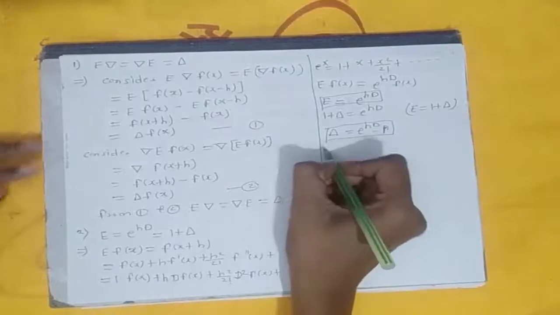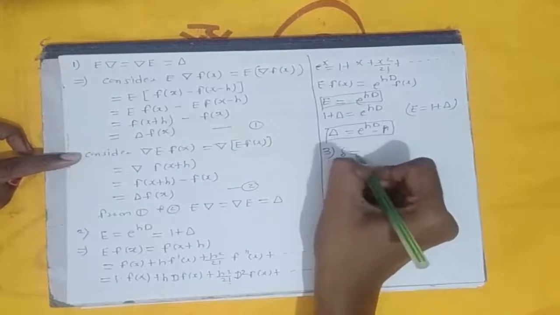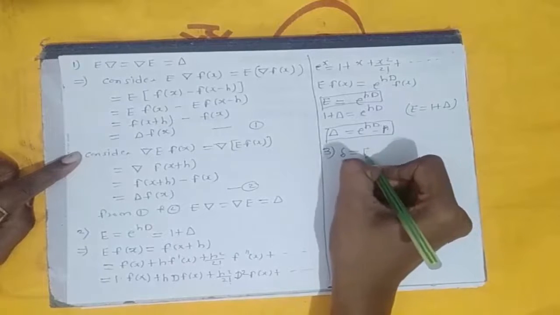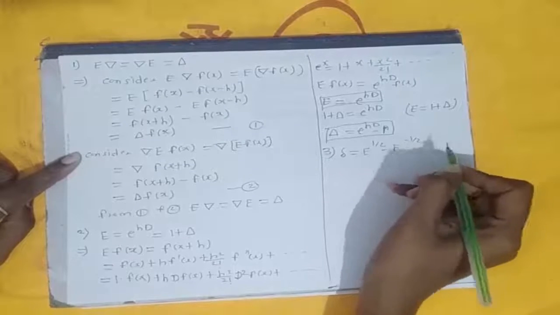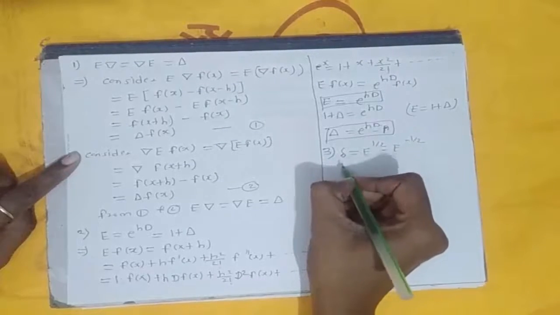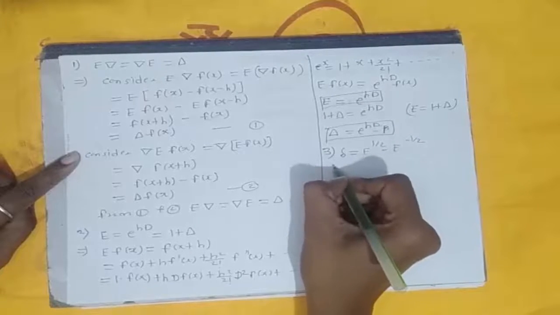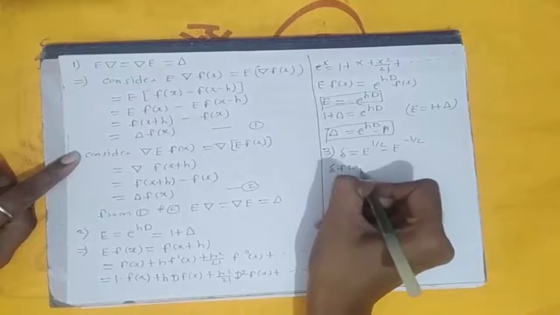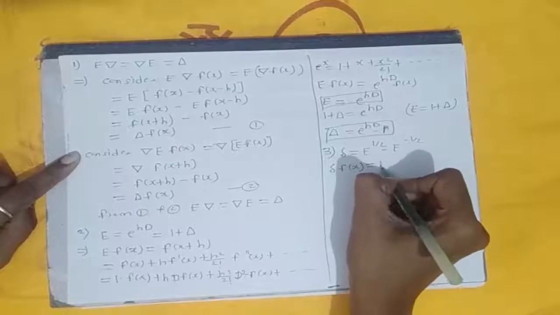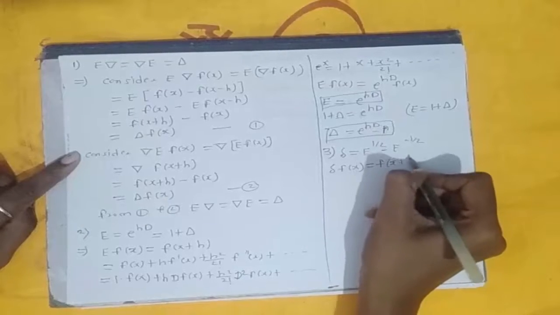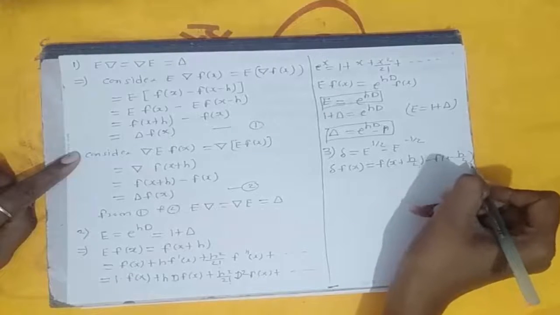Then we see the next, that is third: small delta, the central difference operator, is equal to, we have to prove, e raised to 1 by 2 minus e raised to minus 1 by 2. In the previous lecture we saw what the central difference operator is. So by using the definition of the central difference operator, if we consider small delta f of x, we get the difference of f of x plus h by 2 minus f of x minus h by 2.